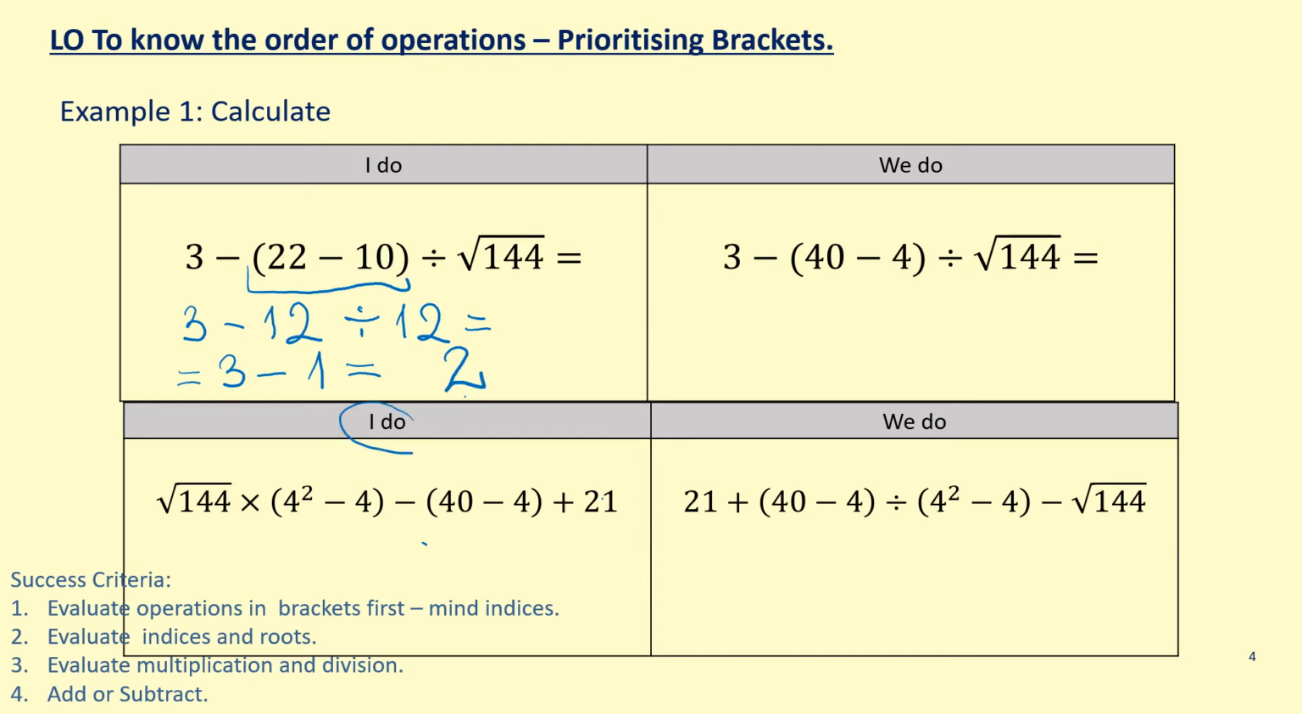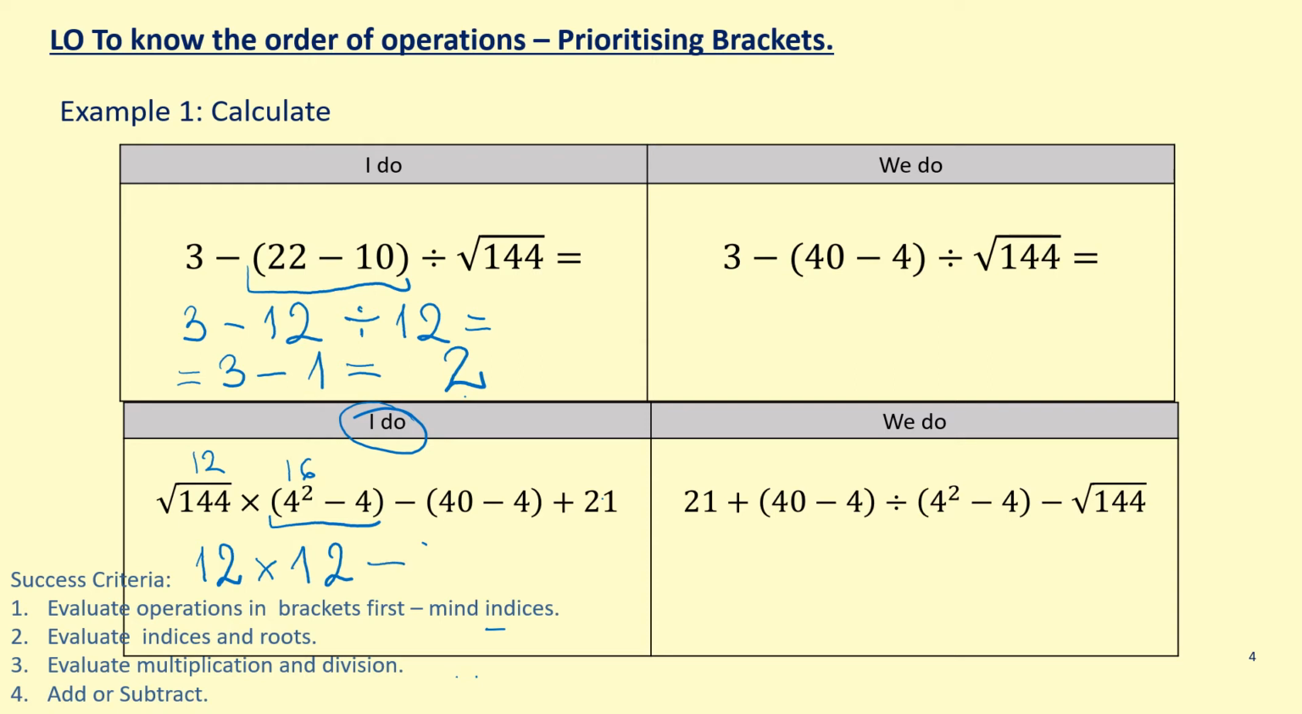Okay, let's attempt another I do. So I've got 2 brackets in here. So I know that this 4 squared is 16 minus 4. 16 minus 4 is 12. So the square root of 144 is also 12. So I can write this down. So I know that this is 12, and then times 16 take away 4 is 12.